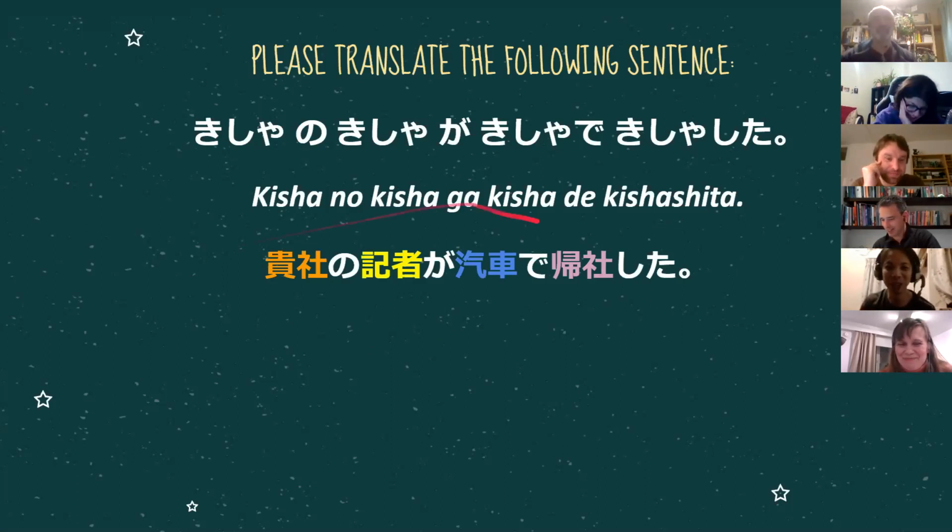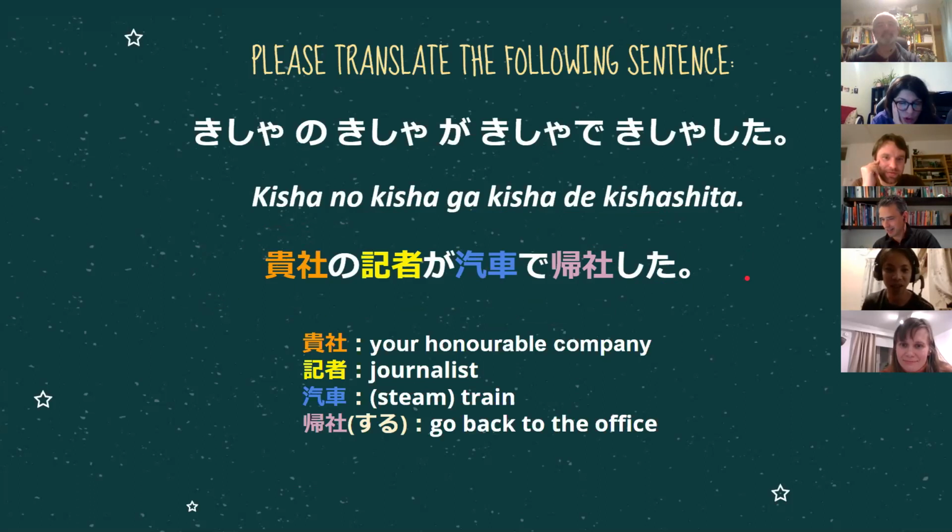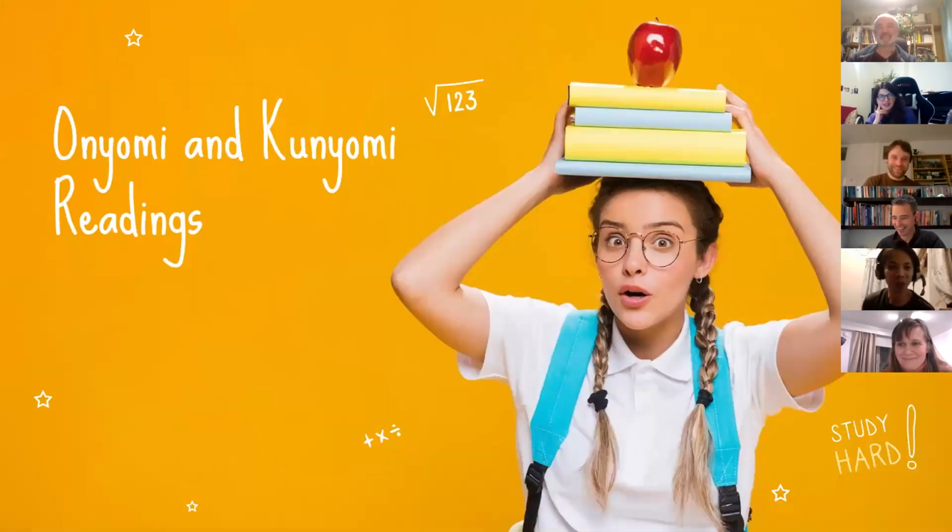But if I put it into a logical sentence, it looks something like this. And here's the translation. So the first kisha is the honorable company, and the second one is journalist. The third one is steam train, and the final one is a verb, kisha suru, go back to the office. So the sentence is like this: the journalist of your company has returned to the office by train. 記者の記者が記者で記者した。And let me talk about onyomi and kunyomi readings and how they are used in kanji.